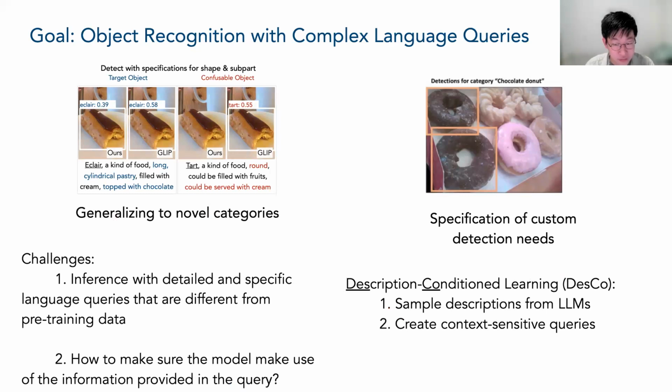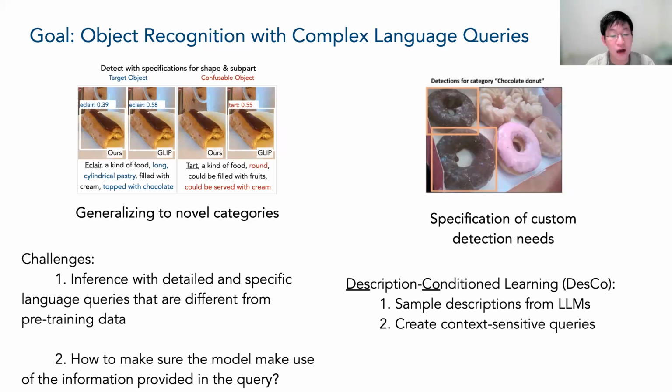Okay, so there's two challenges. The first challenge is the descriptions I showed you are very detailed and specific, and this can be very different from your pre-training data. So we want to have a way to scalably generate this kind of detailed and specific language descriptions to use for pre-training.